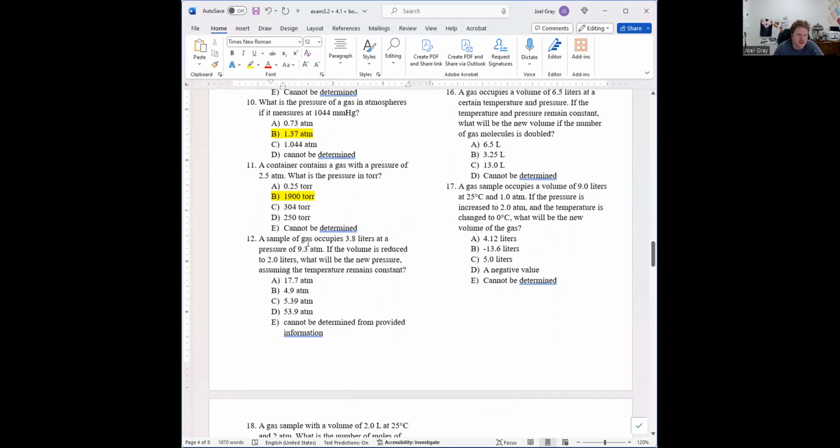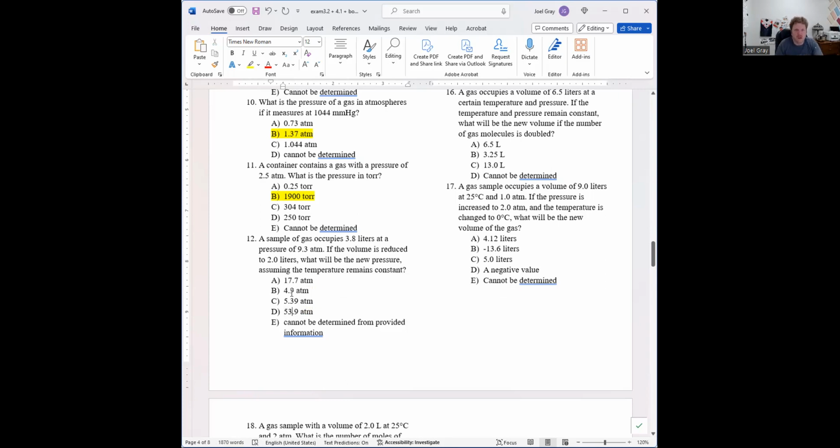Number 12, a sample of gas that occupies 3.8 liters at a pressure of 9.3 atmospheres. If the volume is reduced to 2 liters, what will the new pressure be, assuming that the temperature remains constant? So we could think about this kind of logically. Our volume is going to decrease. What's going to happen to our pressure? Basically we have a gas and then we shrink the container down. Well, do we think that our pressure is going to be 4.9 or 5.39 atmospheres? No, those are both bad answers. Then A and D. Well, this 17.7 shows that our pressure nearly doubles. And then D shows that it goes up radically.